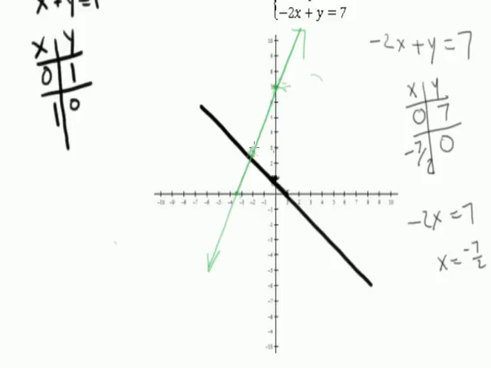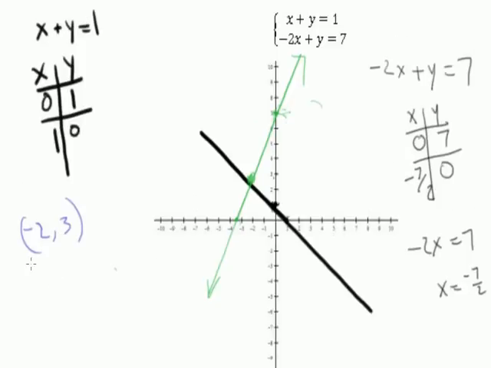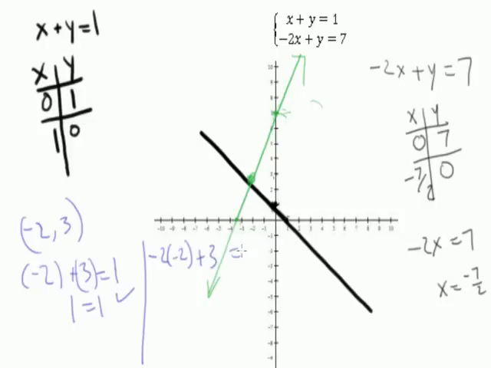And I should see here that I have a point at about negative 2, 3. Checking to see if that point at negative 2, 3 is a solution. Well, let's go through that. Plugging that into the first equation, I'll get negative 2 plus 3 equals 1. Well, negative 2 plus 3, that's 1. 1 equals 1. That works. Checking into the second equation, negative 2 times negative 2 plus 3 equals 7. I'll get negative 2 times negative 2 is 4, plus 3 is 7. 7 equals 7. Looks good. So the point at negative 2, 3 is indeed a solution.